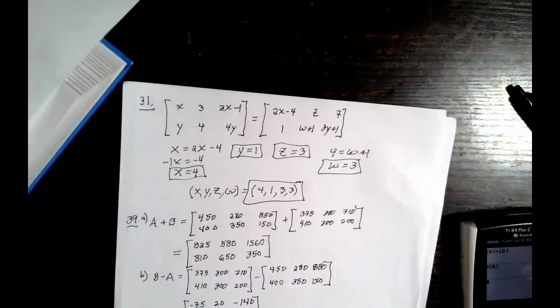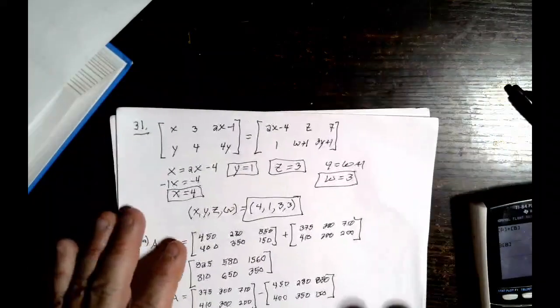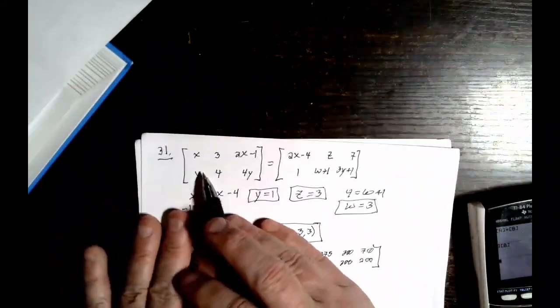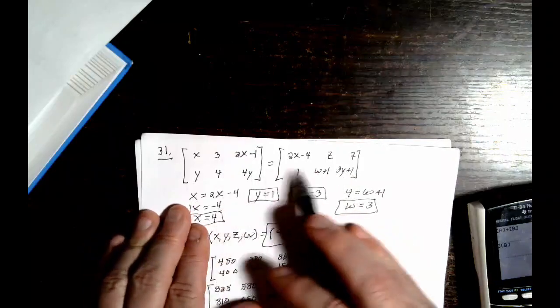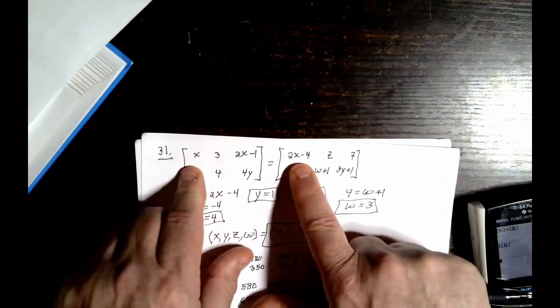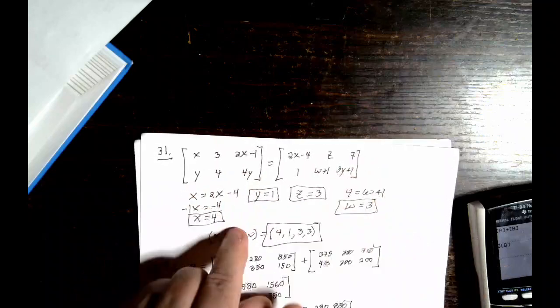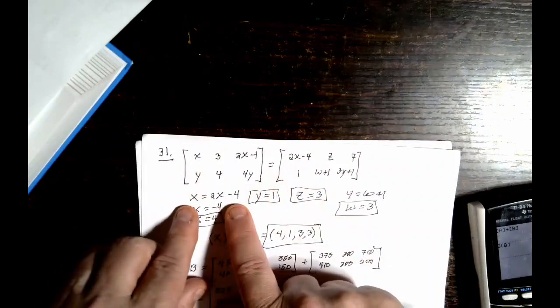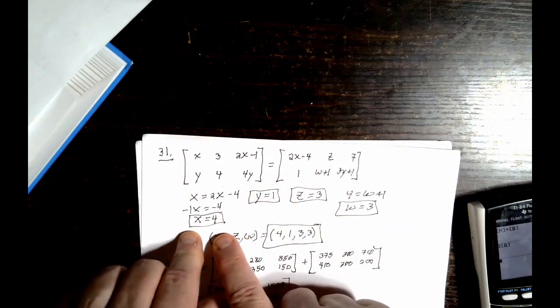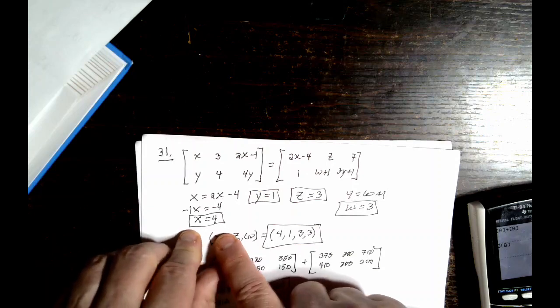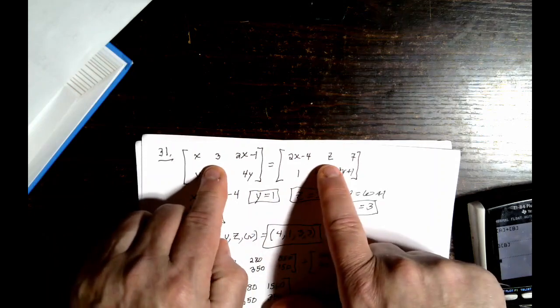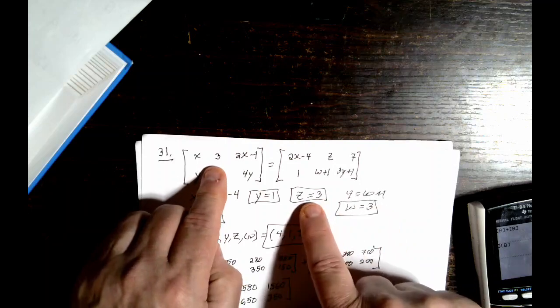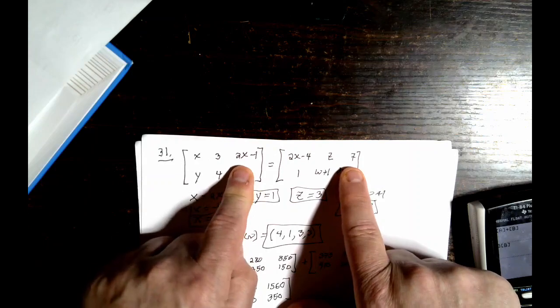Okay, so 31. 31's a little weird, but it's not too hard. They give you a 2 by 3 and a 2 by 3, and they say they're equal, which means every element matches up exactly. Now they want you to figure out what X, Y, Z, and W are. Well, the first one, you know that X has got to equal 2X minus 4. When you solve it, you get X equals 4, so now we know X. Here, 3 and Z, so Z has to equal 3.